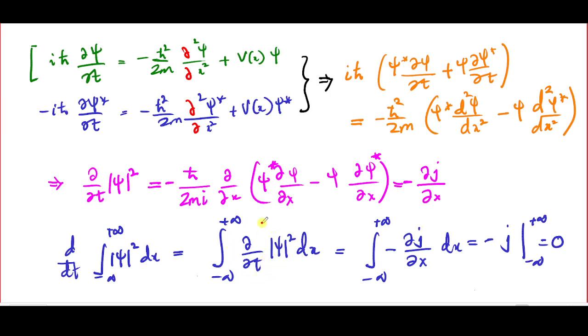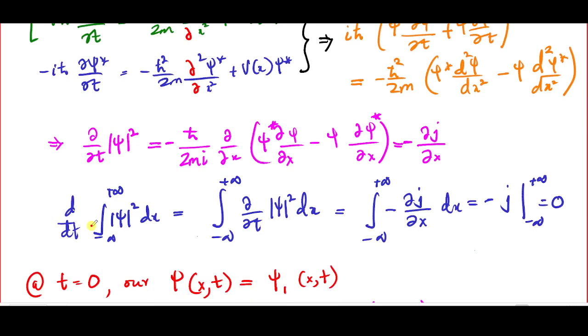Note that these are partial derivatives, but this one here, d/dt, is a total derivative. It just says the integral of |psi|² dx from minus infinity to plus infinity does not change with time. Now this is actually pretty well known as a standard result in quantum mechanics.